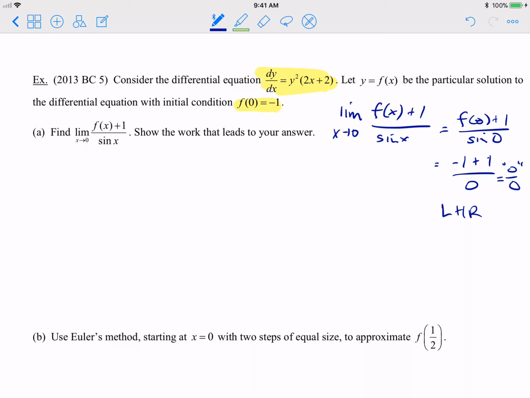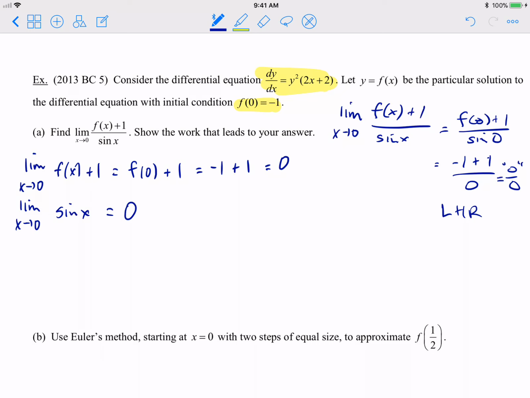So again, everything that I've written down so far is just scratch work, and now I'm going to show you how you should write your actual answer and how the AP exam wants you to go about this. Okay, so the first thing that you need to say is that the limit as x approaches 0 of the numerator only is equal to 0. So we know that this is f of 0 plus 1, which is negative 1 plus 1, which is equal to 0. Okay, and then the second thing we need to show is that the limit as x goes to 0 of just the denominator is also 0, and it is.